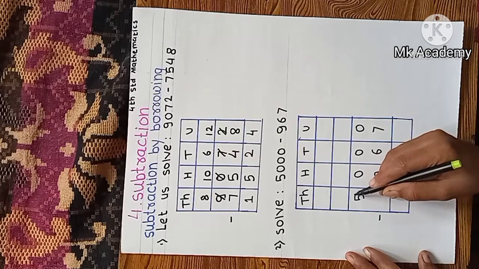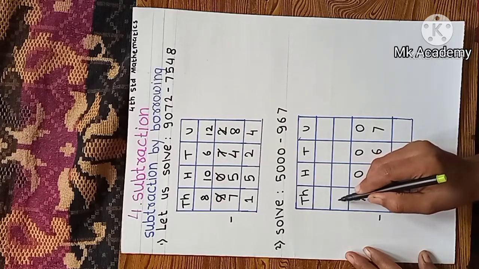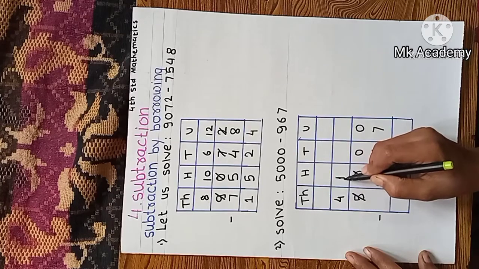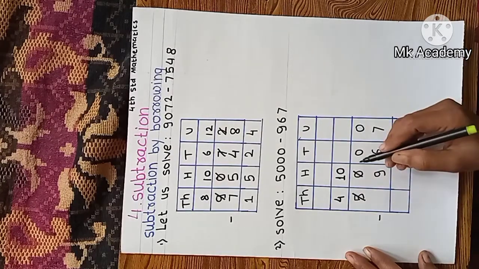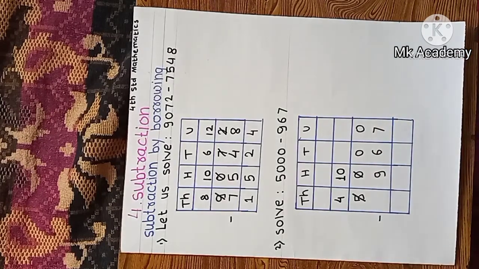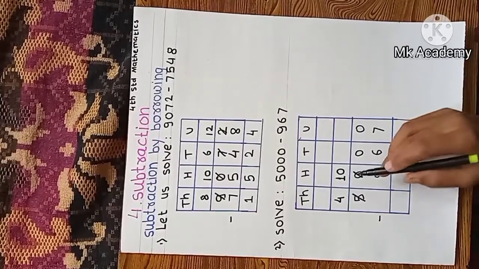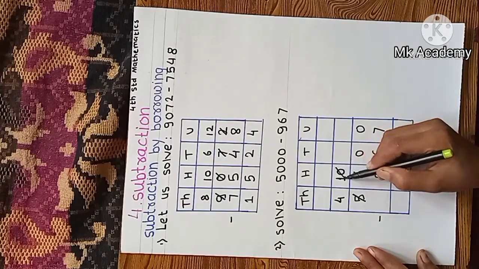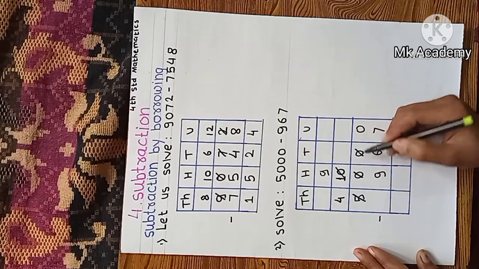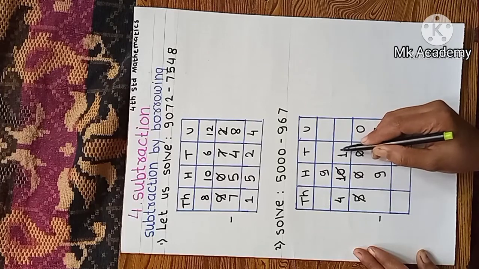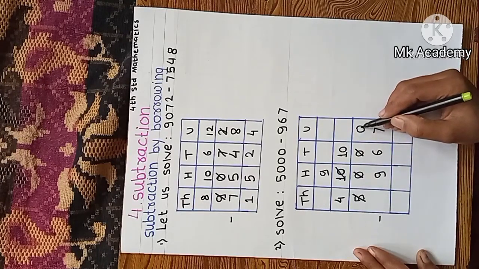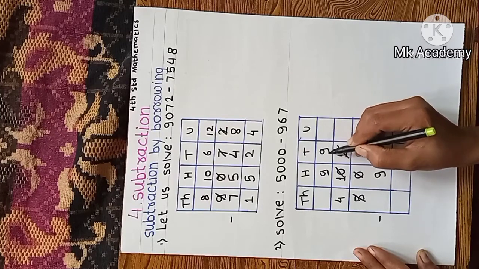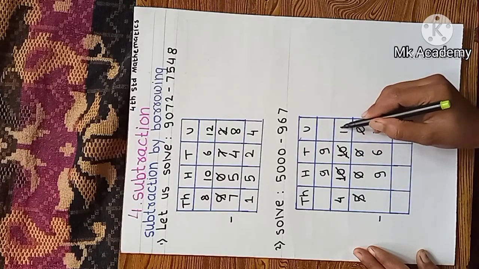Here how many thousands? 5. We borrow 1000. How many thousands remaining? 4. Now if we borrow 1000, here 1000 means 10 hundreds. Understood? Here 10 hundreds. Now here 10 hundreds and here 0 tens, we have to borrow 1 hundred from these 10 hundreds. Then how many hundreds here? 9. We borrow here 100, which means 10 tens. Now here 0 units, therefore we borrow from this tens. Here 10 tens, we borrow 1 ten. How many tens remaining? 9. And here 1 ten means 10 units.